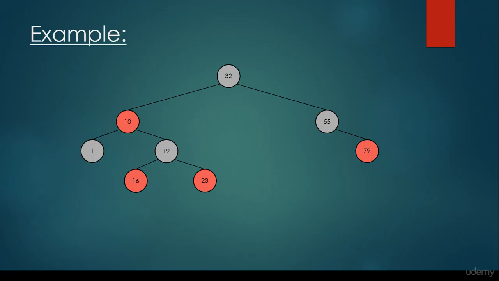And every red node must have 2 black children. And basically because we assigned the null pointers to the leaf nodes with the color black, this property is going to be valid as well. So this is a valid red-black tree.